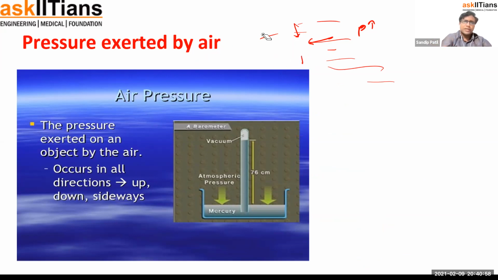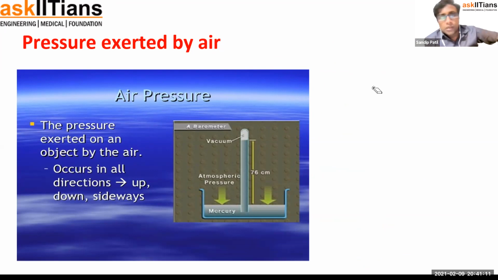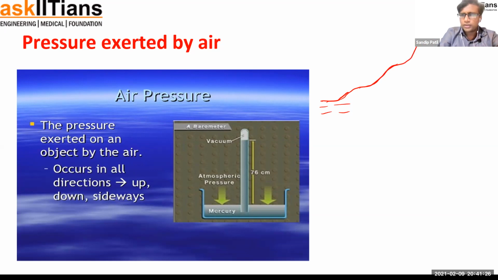Now let's talk about the pressure exerted by air. Air is also a fluid, like water, but obviously air pressure will be less than water pressure. Now consider this is the sea, this is the ocean, let's say, and our Earth is not flat, right? It has some mountain parts like this. So consider this is the top of the mountain. This is called sea level.